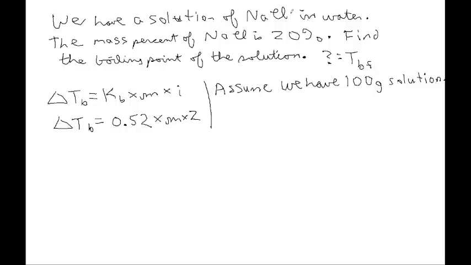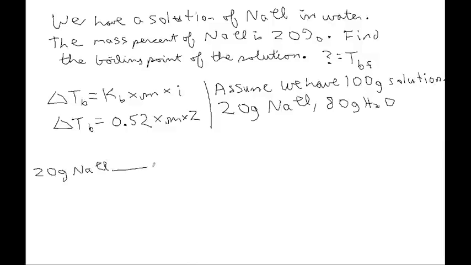So if we have 100 grams of solution, the mass percent is 20, so that would mean that we would have 20 grams, because 100 grams total times 20%, well, that would mean that we have 20 grams of NaCl and 80 grams of water. So then 20 grams of NaCl divided by 58.45 grams per 1 mole, and that is equal to 0.34. And then we can take 80 grams and divide it by 1,000 grams to get kilograms, and we get 0.08 kilograms of water.